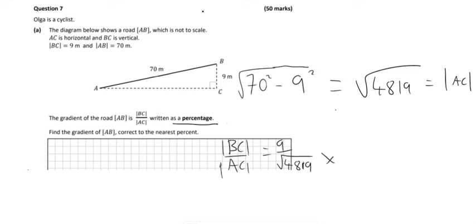So multiply 9 over root 4819 by 100, and you have to round it off. When you round it off to the nearest percent, you get 13%.